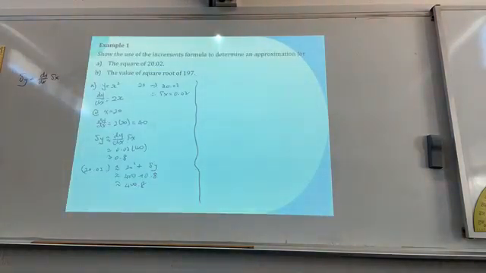Now, can you try the next one, the value of the square root of 197? What is 197 closest to? 196. What is the square root of 196? 14. Yes. So the function is y equals the square root of x, correct? And what is the slight change, delta x? 1. Yep. So follow the steps and see if you can work out the square root of 197.